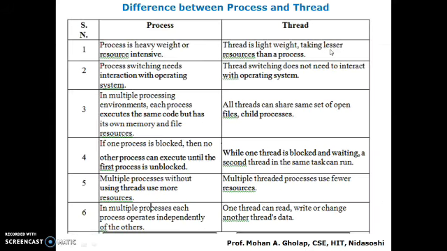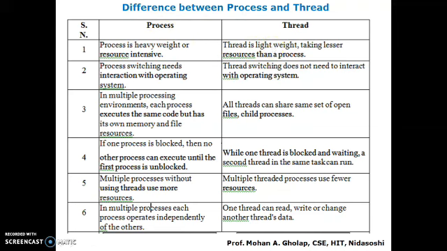So at last we have the discussion of the difference between a process and a thread. Here I have listed around 6 differences. The first one is that a process is heavyweight or resource intensive, whereas a thread is lightweight and takes fewer resources than a process. What is the reason? Because whenever you create a process, it should have its own copies of the different segments and resources, whereas when you create a thread, it is going to share the resources and the major segments from the process.